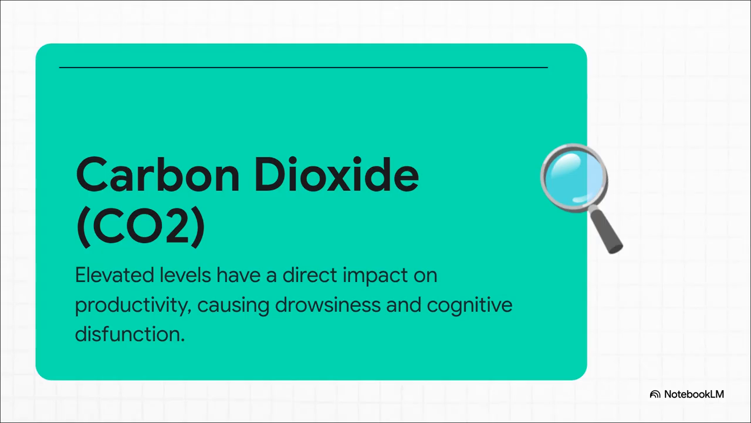And last but not least, we have carbon dioxide, or CO2. Now this one's a little different because the main source of it indoors is us. We're constantly breathing it out. And in a room that's not well ventilated, CO2 levels build up, and it directly affects our ability to think. It is literally the reason you feel so sleepy and out of it in a long, stuffy meeting.